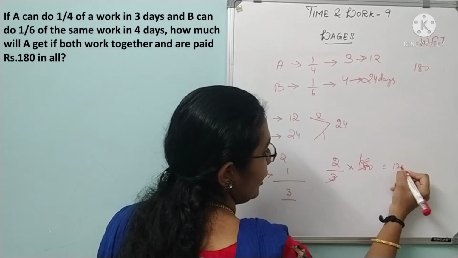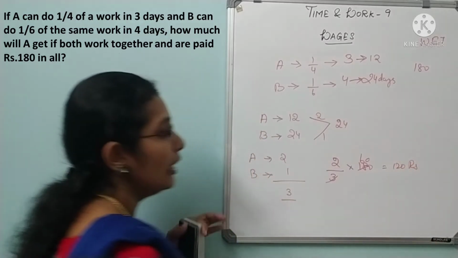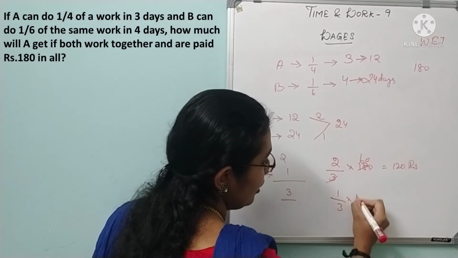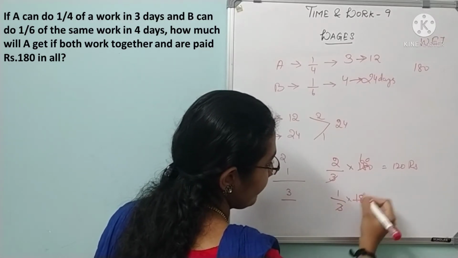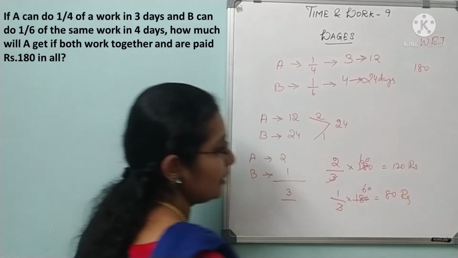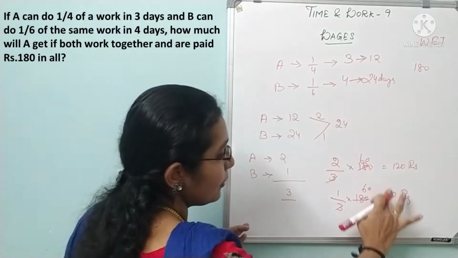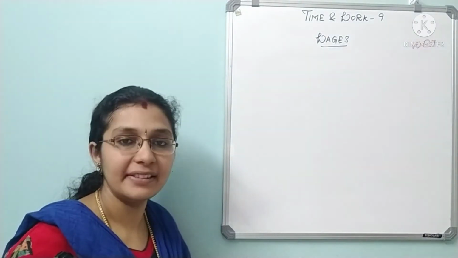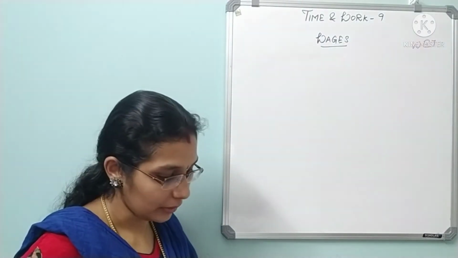So 120 rupees is A's share. If they ask for B's share, how will you find it? One out of 3 into 180, which is 60. So 60 rupees is B's share. Clear? Now we'll go with the next variety of question, quite easy to solve, okay?